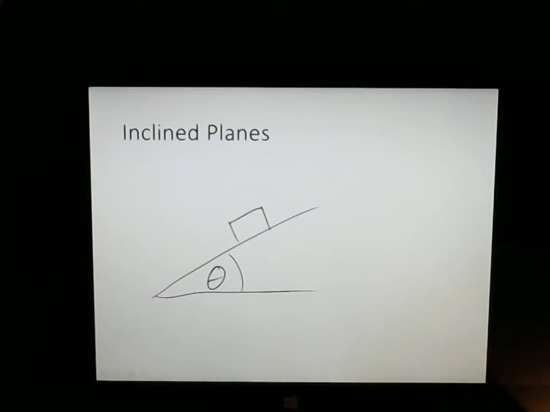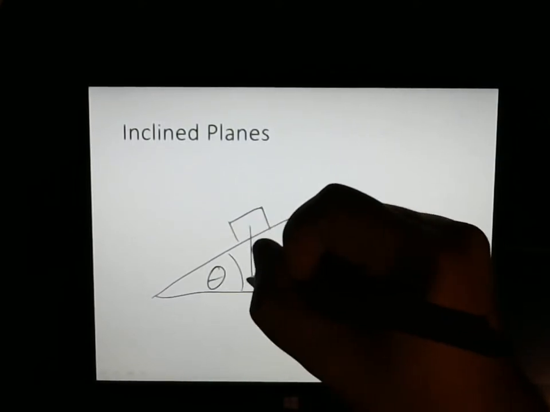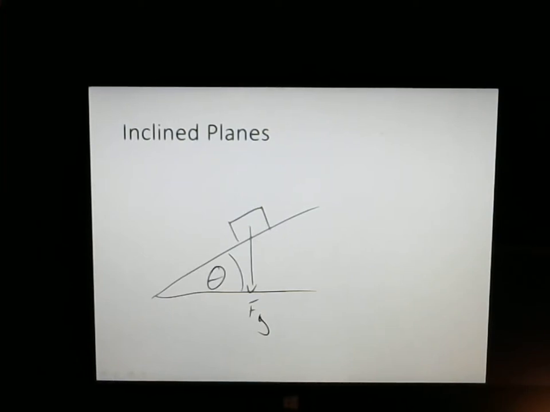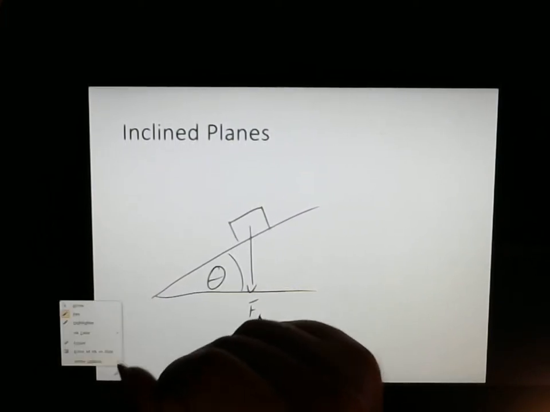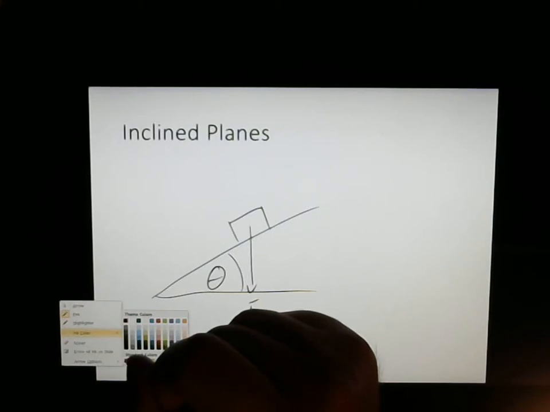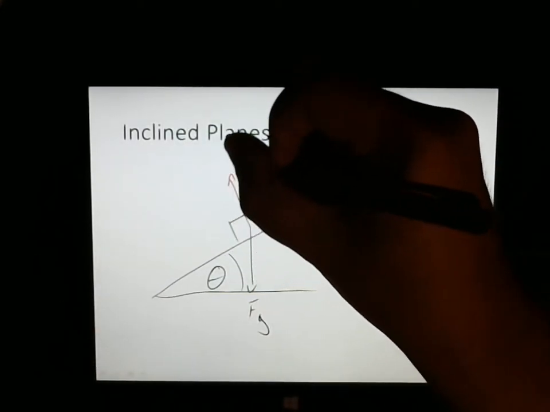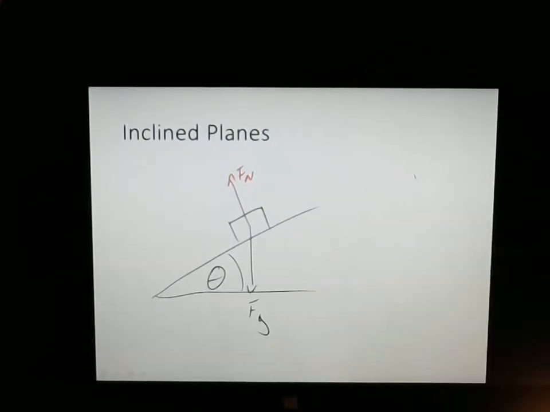Now let's draw the forces. Obviously, we know that the force of gravity is acting down, but then the second force we drew was the normal force, and we know that the normal force acts perpendicular to the surface. I'm just going to do this in a different colour so that we can see it a bit clearer, but that means my normal force is up here.